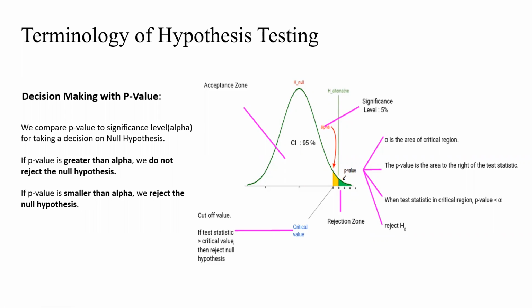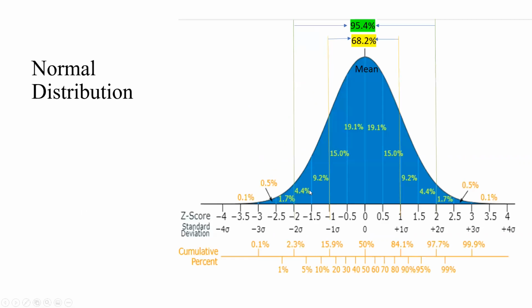why do we need the p-value? In order to make a decision about whether we have to reject the null hypothesis or not reject the null hypothesis. So let's take this particular example, which is something we are all familiar with.